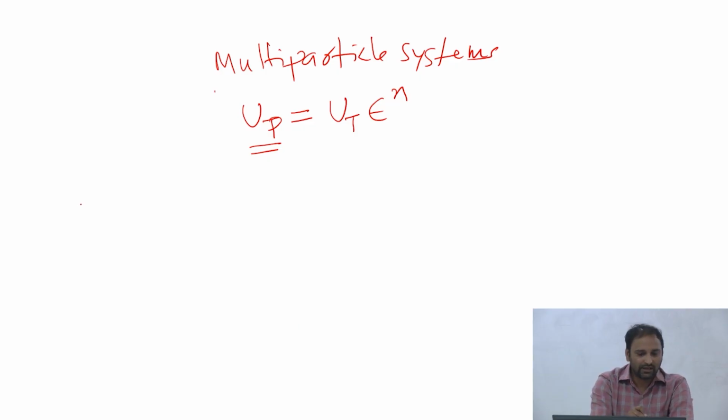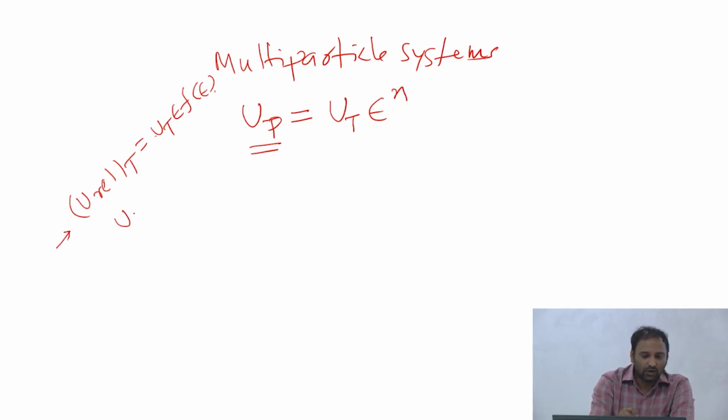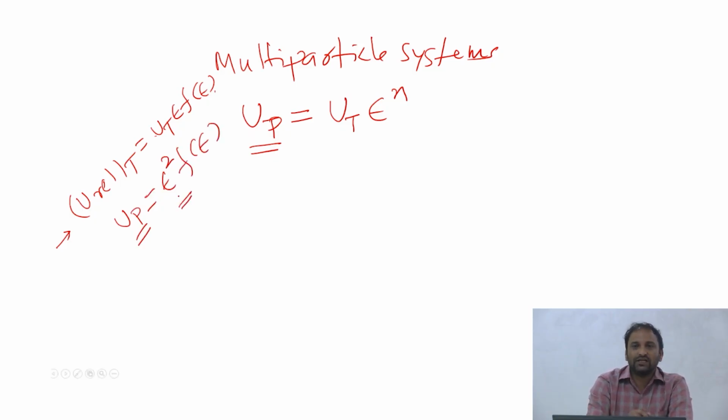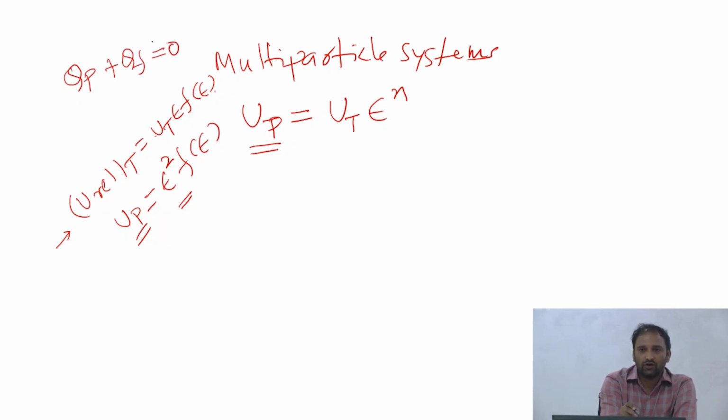We basically said that U relative terminal goes as UT times epsilon times f of epsilon. We derived that. Then we said that UP, the particle velocity under hindered settling, goes as epsilon squared times f of epsilon. This was basically derived by bringing in the concept that the volumetric flow rate of the particles plus the volumetric flow rate of the fluid should be equal to 0, because there is no net flow in the system.